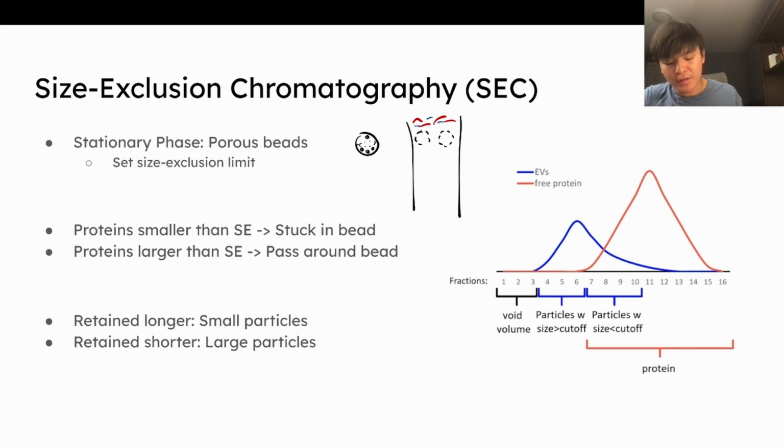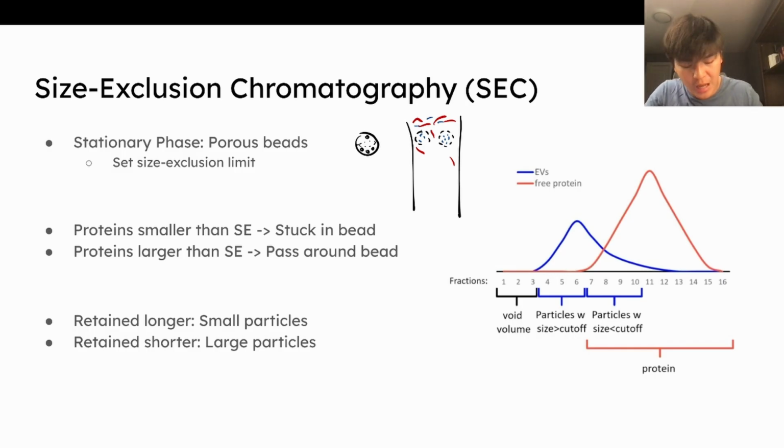All the analytes that are small enough, under the size exclusion limit, are going to get stuck in these little beads, and they'll make their way out eventually, right? But think about it, they have to bump into a bunch of walls before they find their way out. That's going to slow them down. Whereas the big stuff is just going to zoom around, right? And so what leaves first? What's retained shorter are the large particles, the particles larger than the size exclusion limit. Whereas the particles smaller than the size exclusion limit will be retained longer because they'll be stuck in the little beads for longer, right?